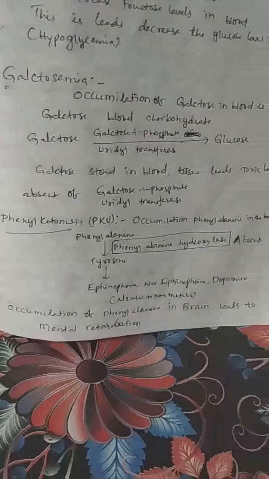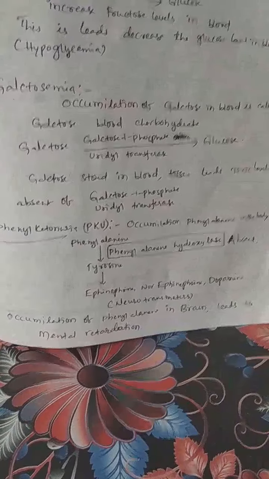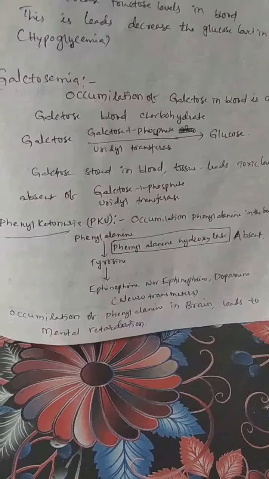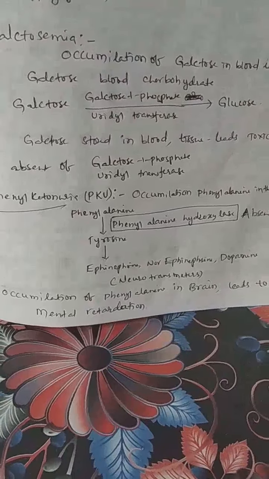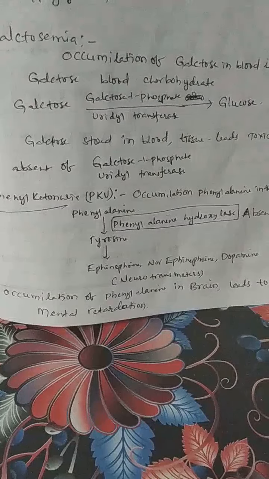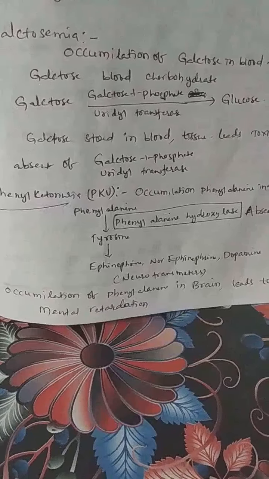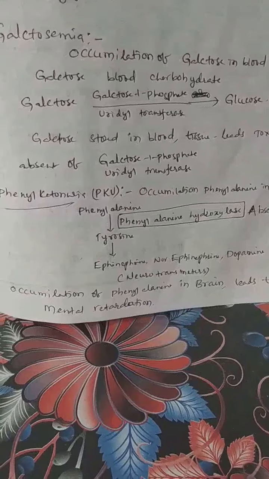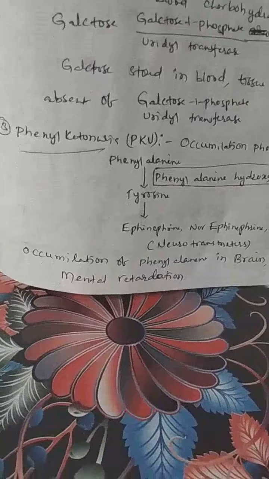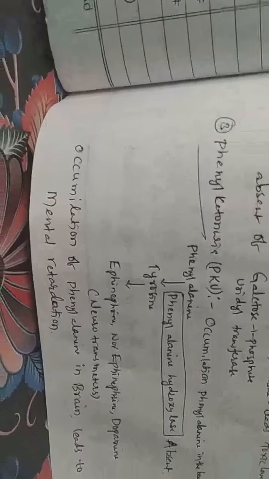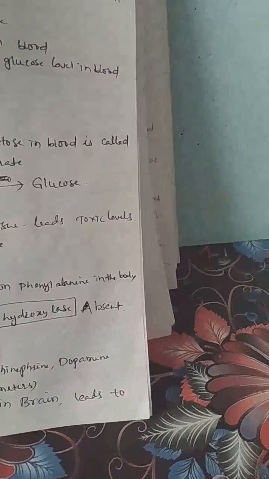And phenylketonuria, here this is metabolism. There is no production of phenylalanine hydroxylase. So phenylalanine cannot convert into tyrosine. The tyrosine again converts into epinephrine, norepinephrine and dopamine, these three all being neurotransmitters. There is no production of phenylalanine hydroxylase, so there is no production of epinephrine, norepinephrine, dopamine. Okay. So the accumulation of phenylalanine in the brain leads to mental retardation. So this is about phenylketonuria.